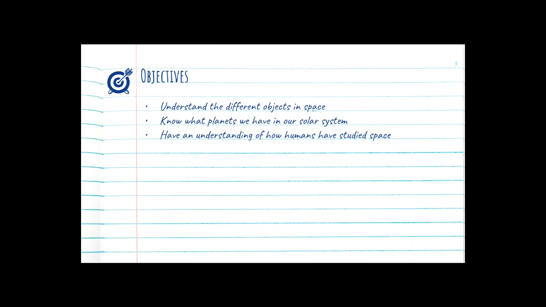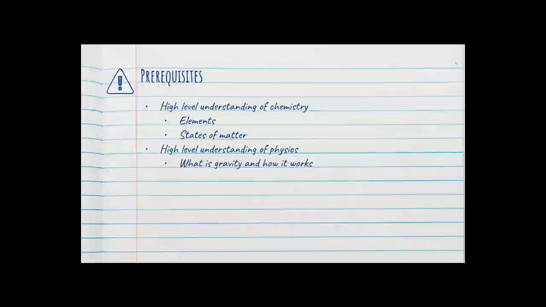The point of this is not really to make sure that you are an expert in astronomy. The point of this is to see if maybe you would like to learn more about astronomy. It's just a high-level, brief look at space to see if this is something that interests you and if you'd want to learn more about it.